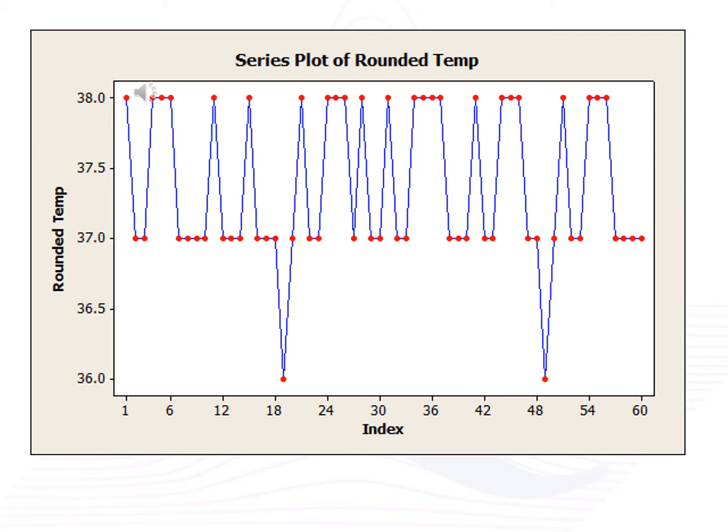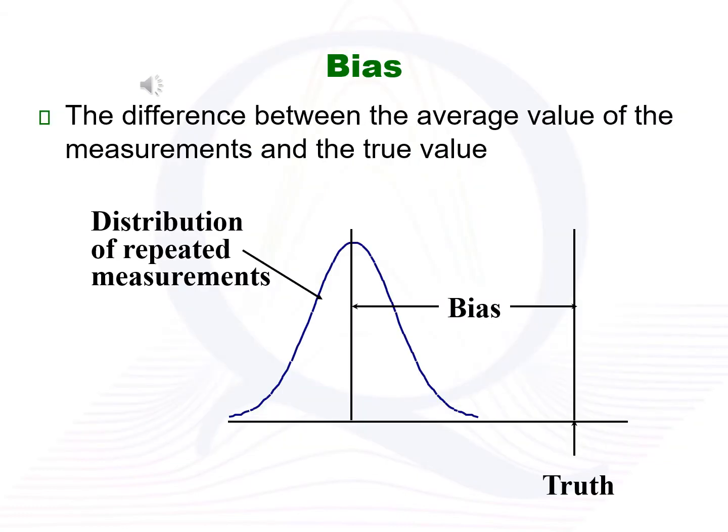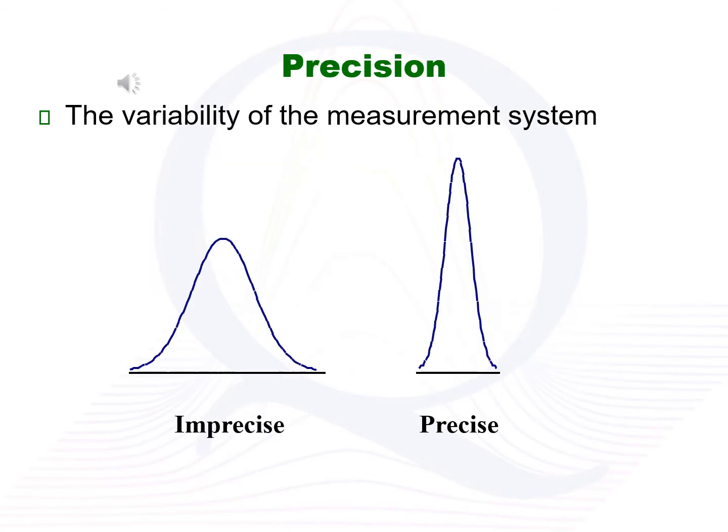If we repeatedly measure an item for which we know the true value, say a standard gauge block, then the bias is the difference between the average of the measurements and the true value. Precision is the variability of the measurement system. In other words, if we measure the same item repeatedly, precision is the variability among the measurements.